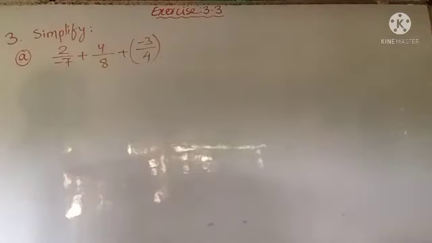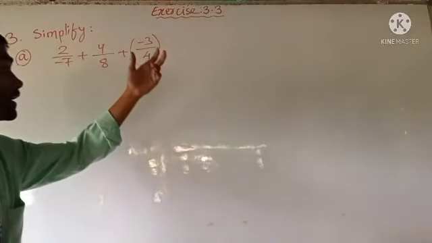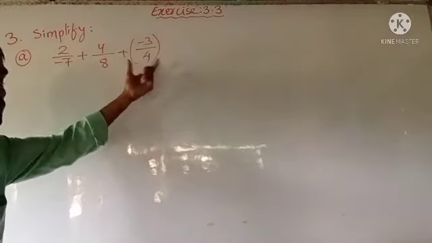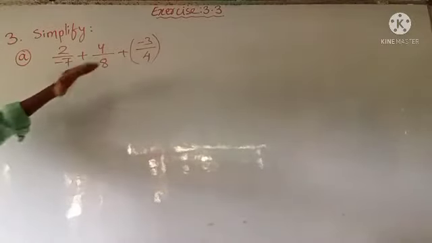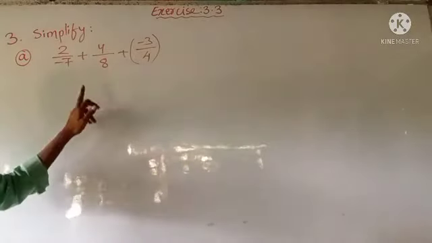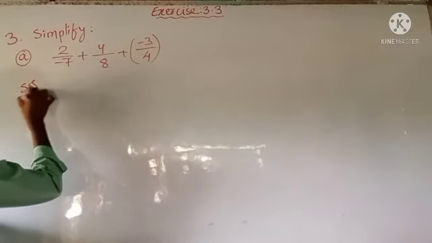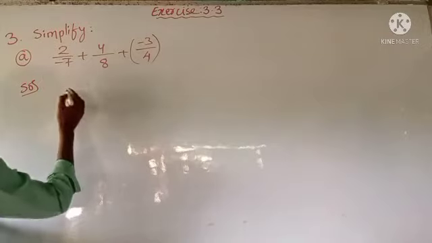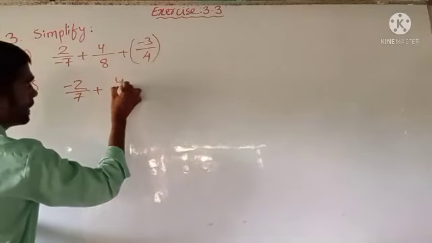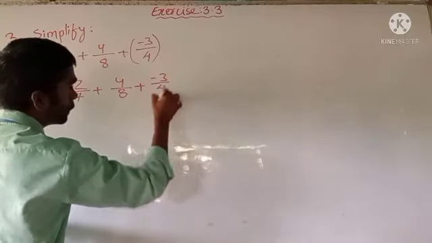Now let me show you. So question number 3 here, simplify. Same thing that we have done in the previous question. Here also we will do the same thing, but here we have 3 rational numbers. So we will find the LCM, since all the denominators are different. So this minus sign we are writing in the numerator place, that is minus 2 by 7 plus 4 by 8 plus minus 3 by 4.